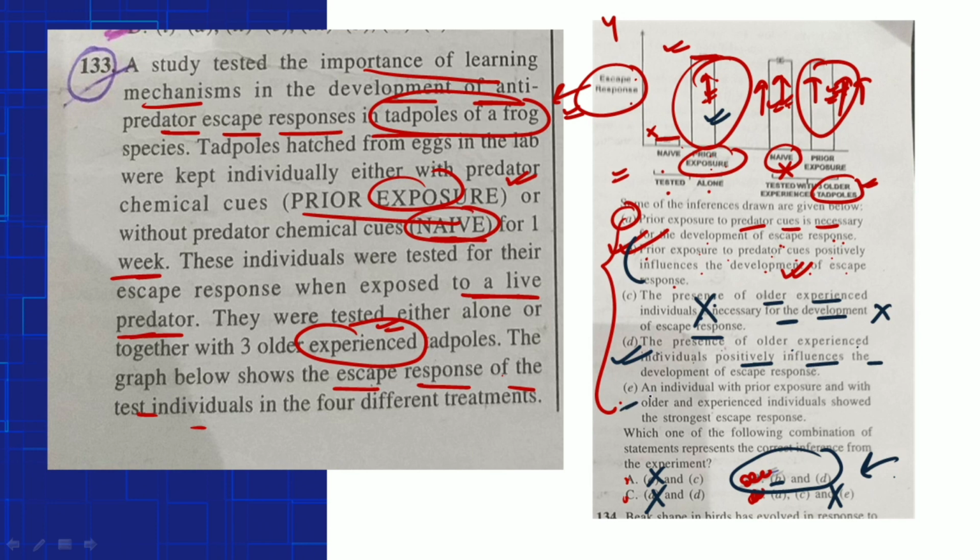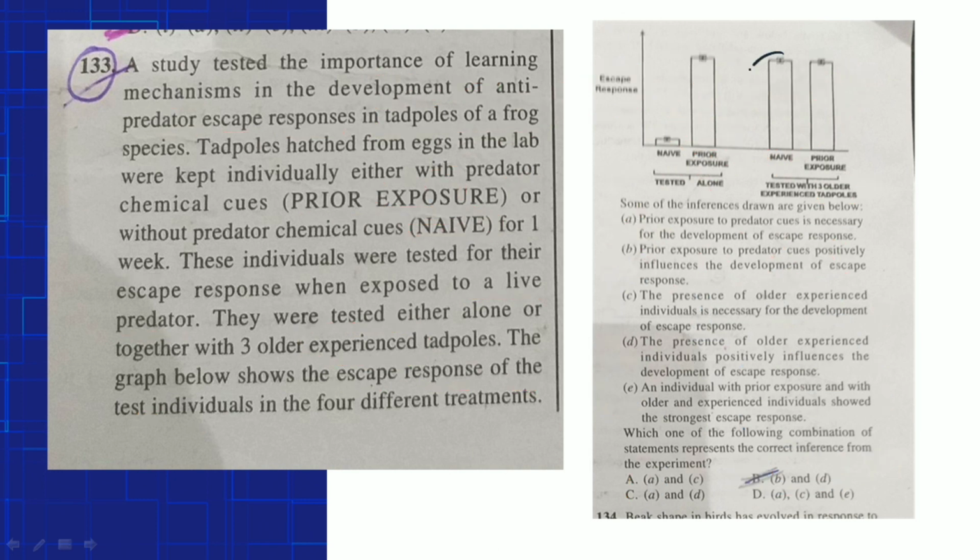Fifth option is an individual with the prior exposure and with the older experienced individual showed the strongest escape response. This is a correct statement, but if you look into the second graph, that is this graph, you can see both the naive and the prior exposure one when tested with the experienced one showed an almost similar response. So E statement is incorrect. We have C statement as incorrect and B and D statements are correct. So we have got the answer as option B, that is B and D options are correct.